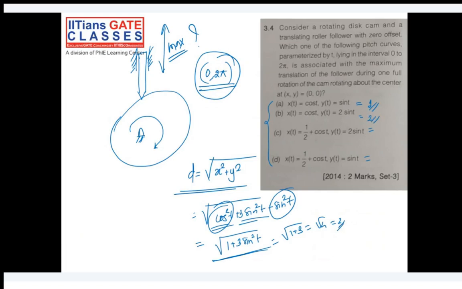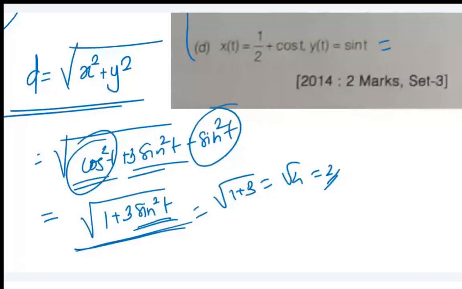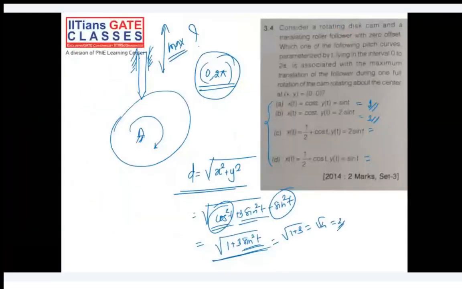Because the maximum value of this function will depend on the maximum value of sine of t, right? And sine t maximum value is 1. So considering that, we can say that if the follower is following this motion, then the maximum displacement would be 2. So similarly, try to solve it in the third and fourth case.